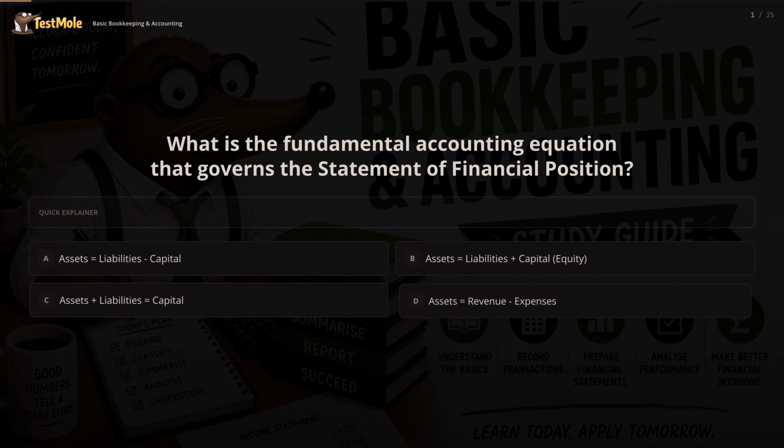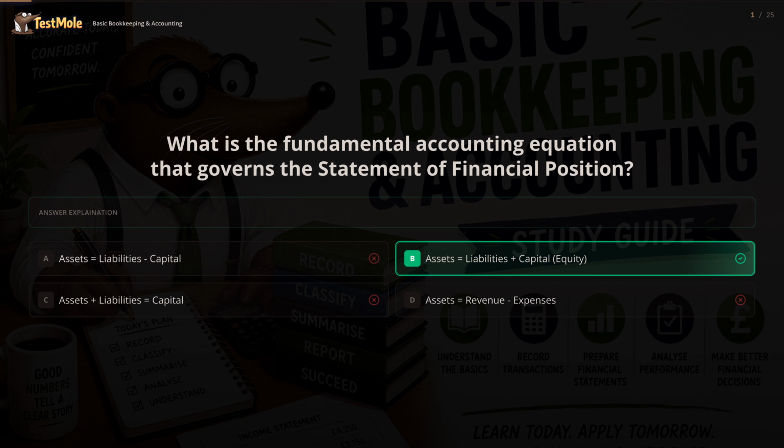Let's review the options. A. Assets equals liabilities, capital. B. Assets equals liabilities plus capital, equity. C. Assets plus liabilities equals capital. D. Assets equals revenue, expenses.